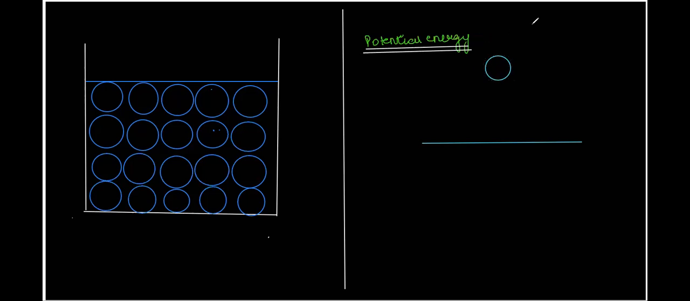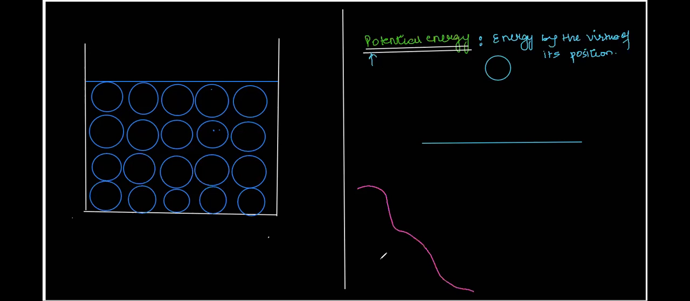So energy by virtue of its position is called potential energy. Okay. We'll take an example of it. Let's say we have a mountain.